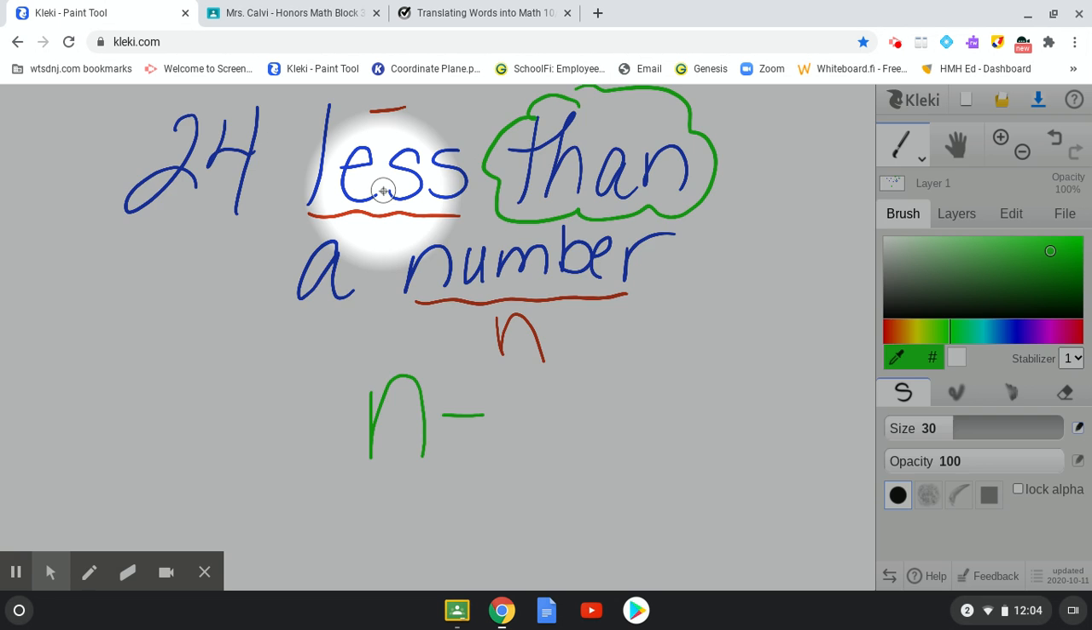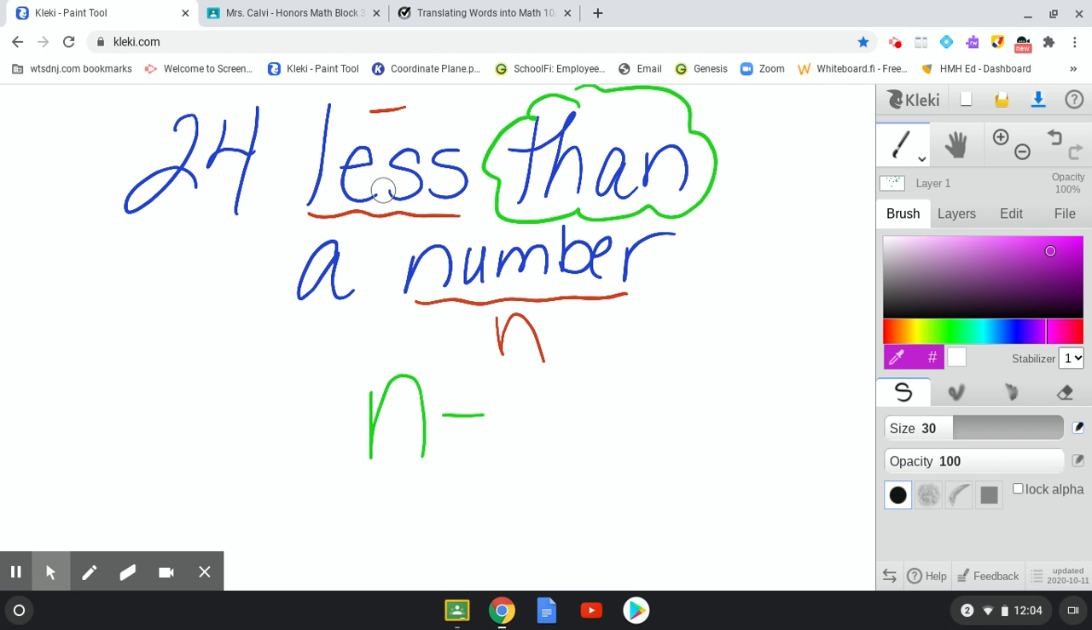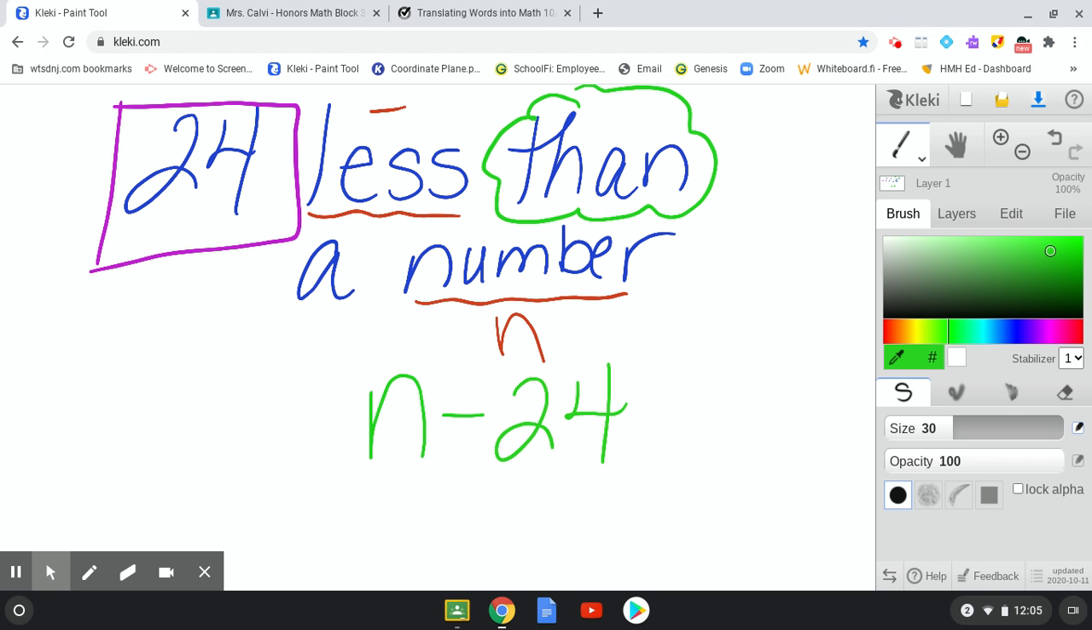What else is important here? Well, the other thing that is important is the 24, okay? So now I'm just going to put 24. So 24 less than a number, the algebraic expression is n minus 24.